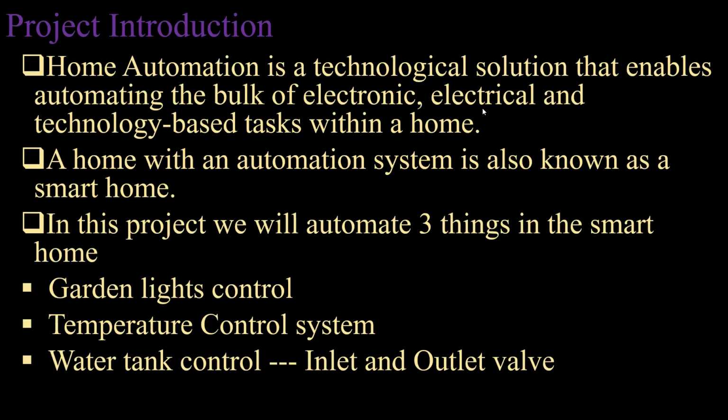Project introduction. Home automation is a technology solution that enables automating the bulk of electronic, electrical, and technology-based tasks within a home. A home with an automatic system is also known as a smart home. In this project, we will automate 3 things in the smart home: garden lights control, temperature control system, and water tank control, with inlet and outlet valves in the water tank control.